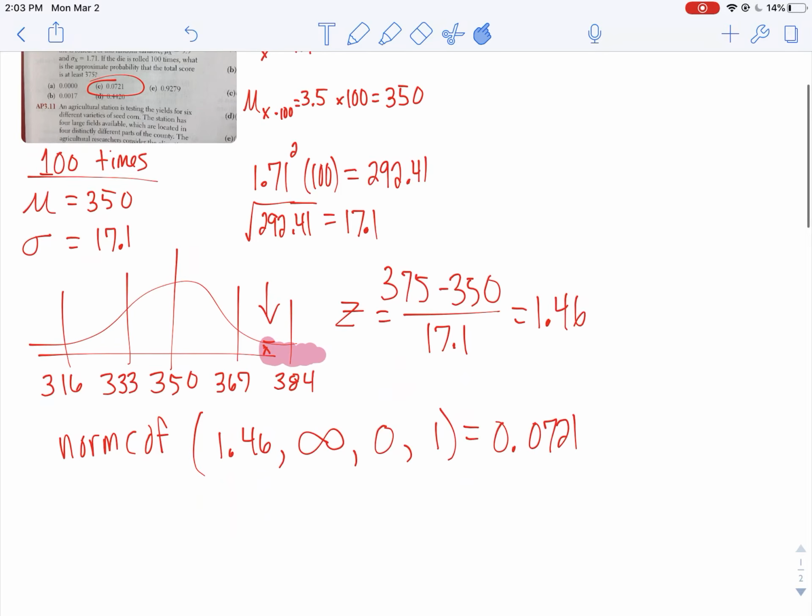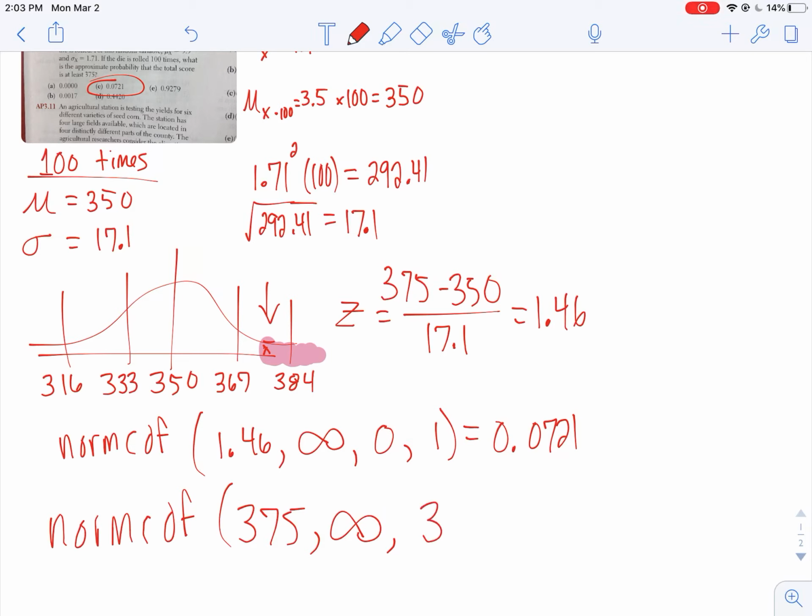Now, you might notice if you do norm CDF and you just use the values you have, like 375, positive infinity, then you go with your mean of 350, and then your 17.1, chances are you're going to get a very similar answer. Again, I went with z-scores, so we'll try it out, see what happens. I'm just plugging this into my calculator. Hopefully you're doing the same using norm CDF. Of course, you should be labeling your values too. I'm not doing that for the sake of what we're doing. And yeah, if I did this, I got something very similar. I got 0.0718, which is really close to the answer we got here.